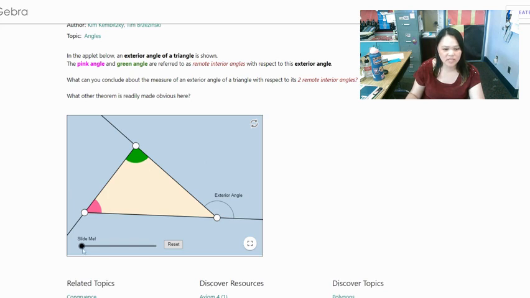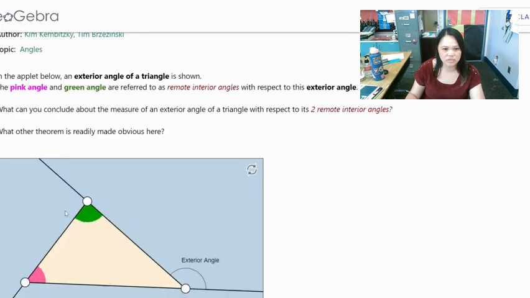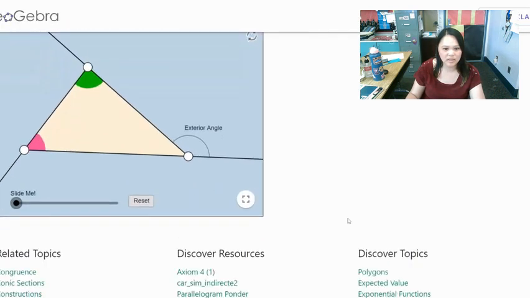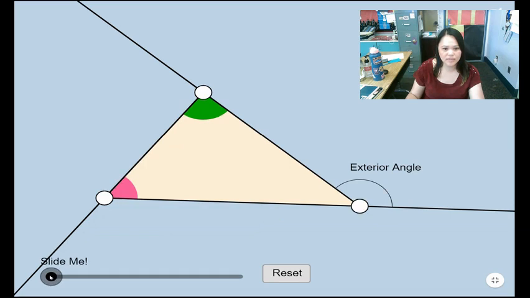So if I was to slide this, you can see how it visually changes. I'm just going to zoom in so you guys can see. I'm going to actually make this bigger. All right, so I'm going to zoom in so that you can visually see what's happening. So you have the two remote interior angles, which are non-adjacent to the exterior angle, and see what happens there.